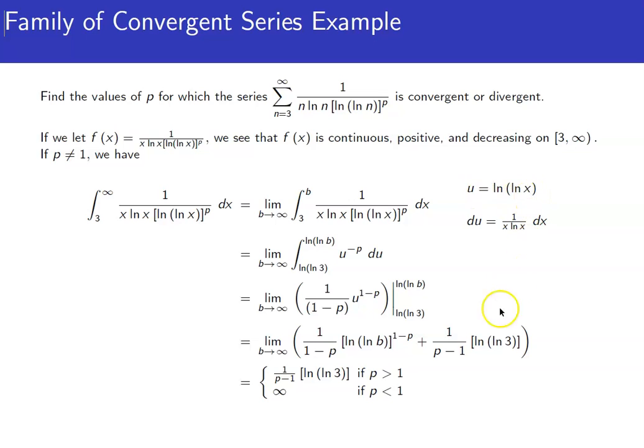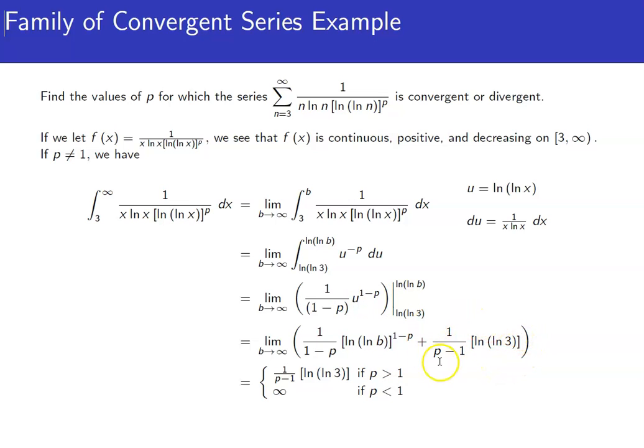Now, notice that we can take an antiderivative here using the power rule as long as p is not 1. If p is 1, we'll have to do another antiderivative. The antiderivative here is we add 1 to the exponent and divide by that new exponent. So we'll have 1 over 1 minus p, u to the 1 minus p. And here we're going to plug in our endpoints.